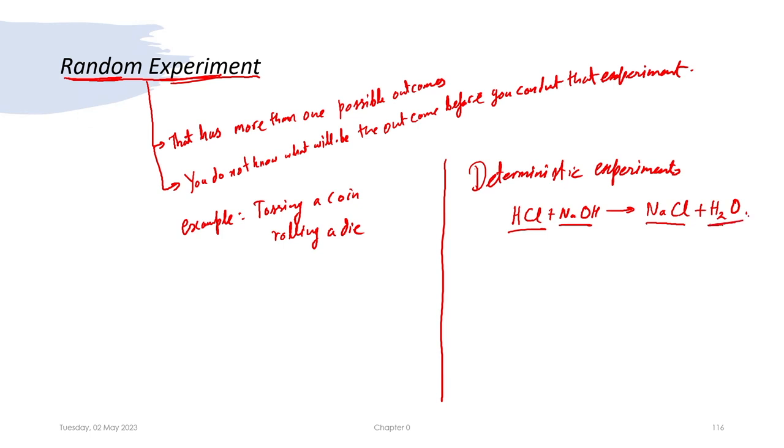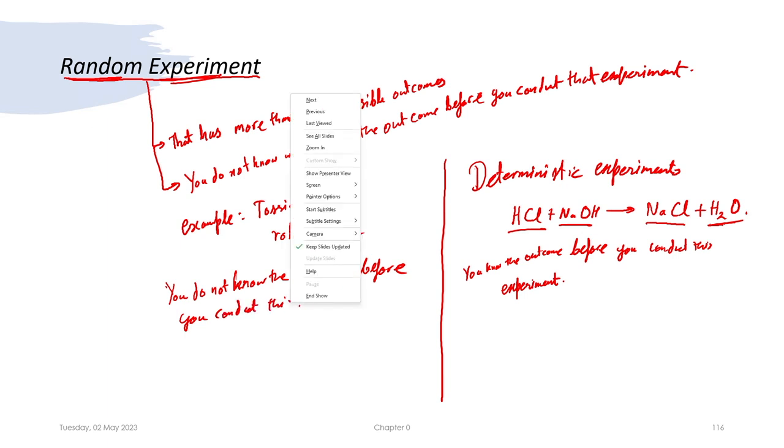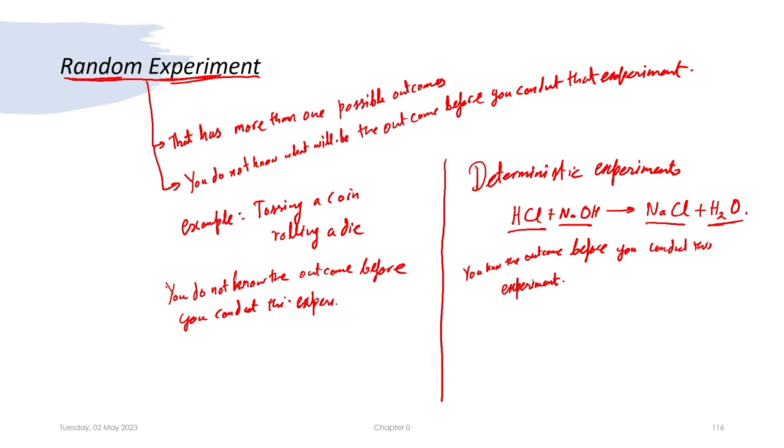But the point is that before you conduct this experiment, you know the outcome. Whereas when you toss a coin or you roll a die, you do not know the outcome before you conduct it.